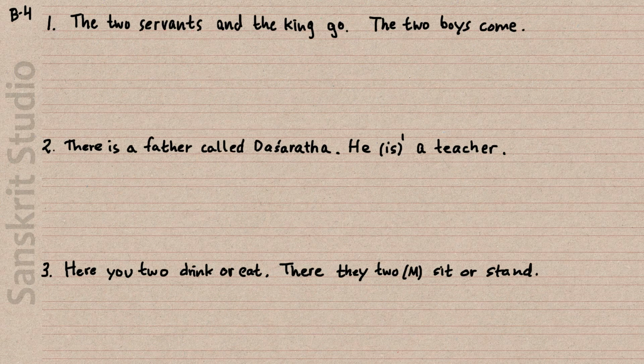Let's go to exercise B4, or exercise sheet B4, and then exercise number 1 there is the two servants and the king, they go, and the two boys come.